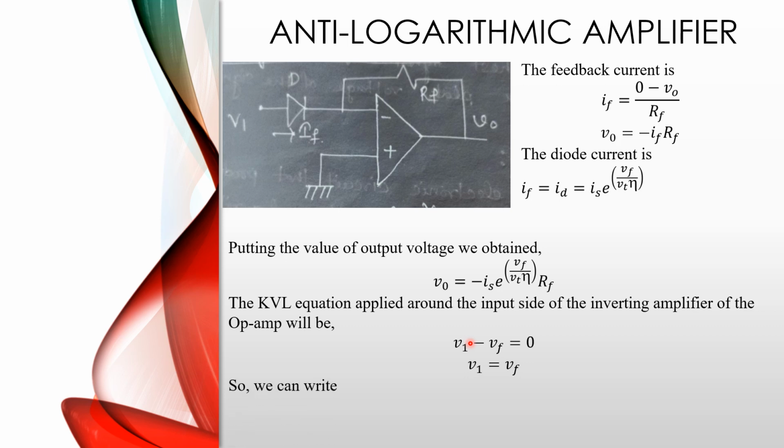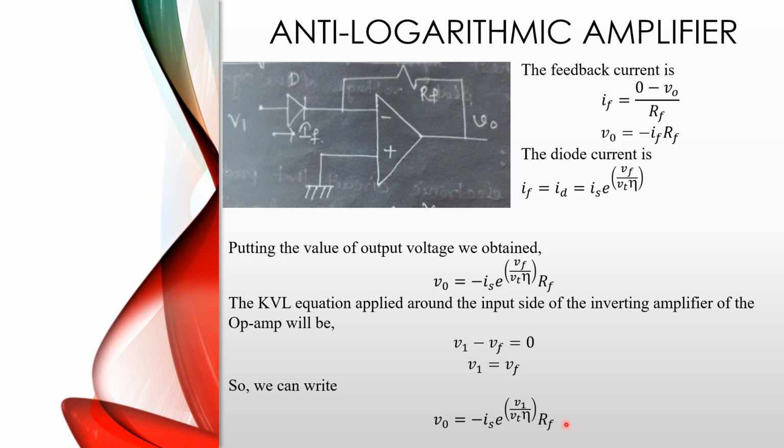That means we can write V0 equal to minus Is Rf e to the power, in case of Vf we have to write V1. We can easily write V1, right? So V1 divided by eta Vt. So this is the output voltage which is proportional to the anti-logarithmic amplifier of the input supplied voltage, right? So this is the calculation of anti-logarithmic amplifier by using an op-amp.